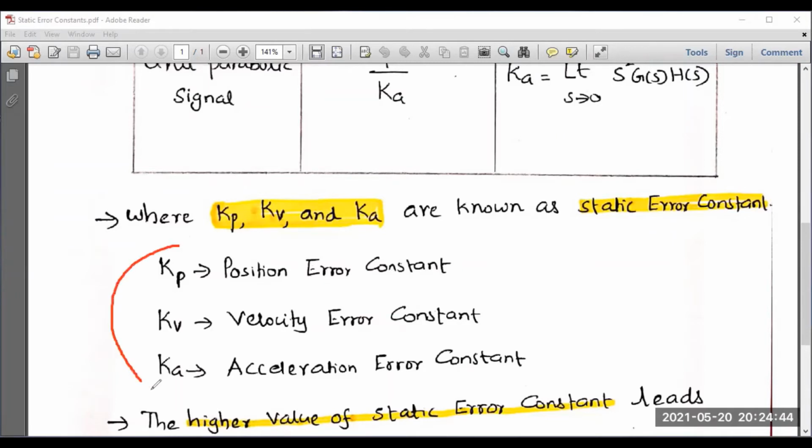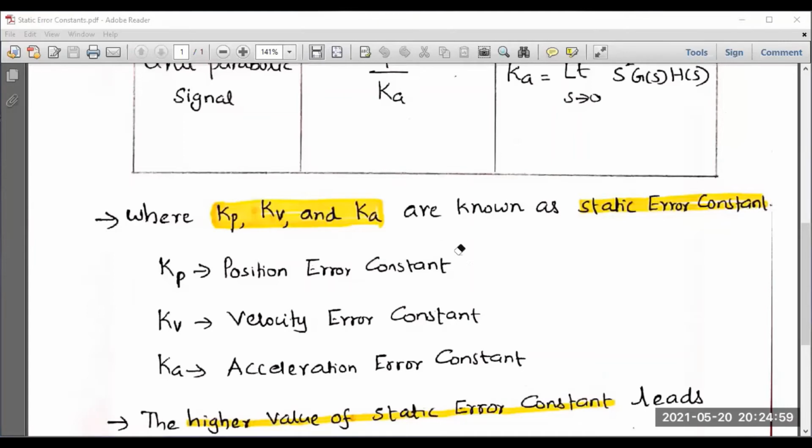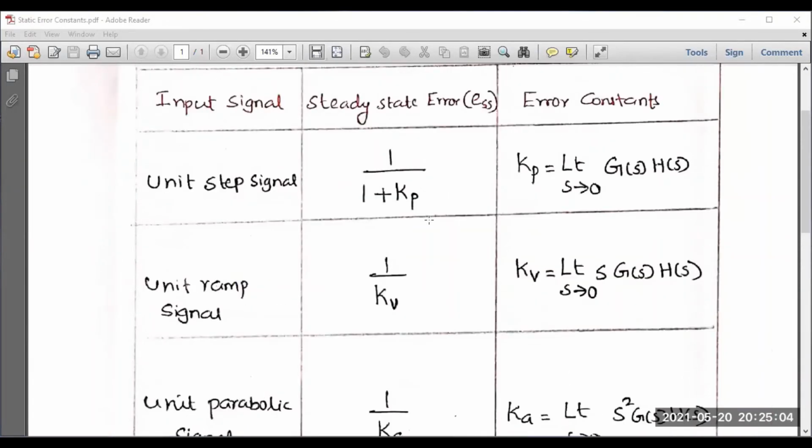Kp, Kv, and Ka are known as the static error constants, where Kp is the position error constant, Kv is the velocity error constant, and Ka is the acceleration error constant. And you can identify a relation between the static error constant and the steady state error. What could be the relation?